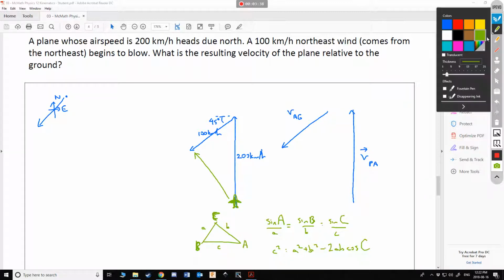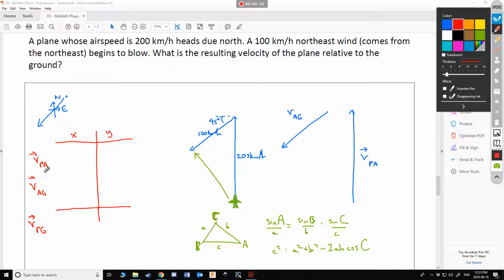So I'm going to draw a little table. We have X and we have Y. We have VPA and we have VAG: the plane relative to the air, and the air relative to the ground. When we combine those together, we're going to find out what direction someone on the ground would view the plane to be traveling. That's the velocity of the plane relative to someone on the ground watching this, which is this green line that I drew in.